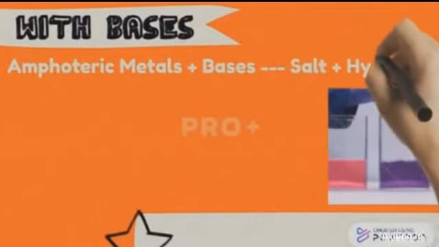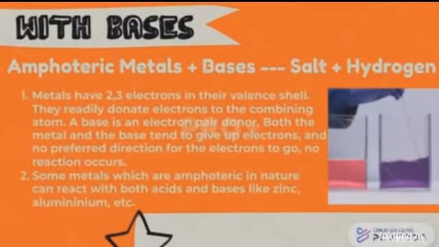At the last, we have bases. Only some metals react with bases to form salt and hydrogen. Now, this is because metals have positive valency and therefore they are electron donors, and same to the bases. But some metals which are amphoteric in nature, for example zinc and aluminium, can react with bases also. This is because they behave like both acid and bases, and therefore they are called amphoteric.